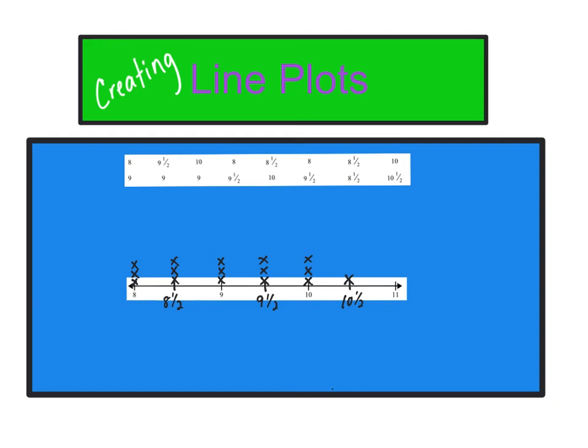So that is all it takes to create our own line plot. You just simply have your graph. You might need to add some intermediate points or some middle points to help you out. And then for each number, you represent it with an X. And again, that's how we create line plots, and that's how we work with line plots. So I hope this helped.